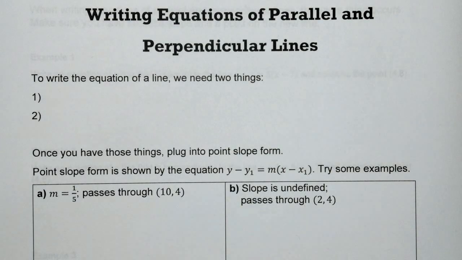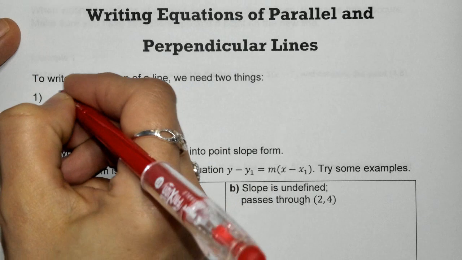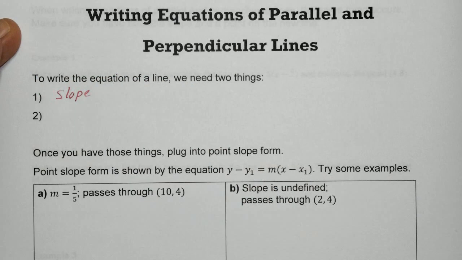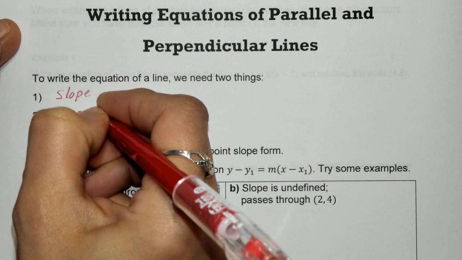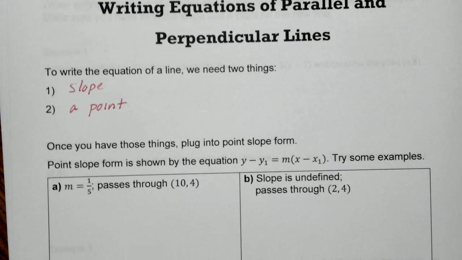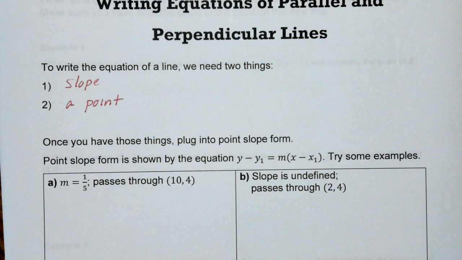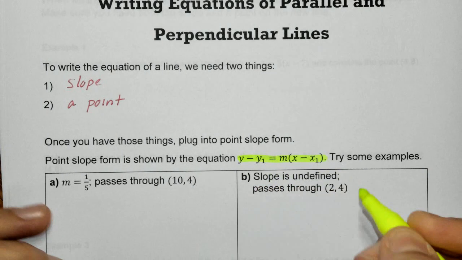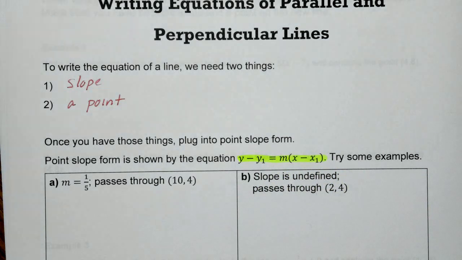Now, when we write the equation of lines that are either parallel or perpendicular, there are two things that we need to know. We need to know the slope, and we need to know a point. Okay, so we just have the slope and the point, and we can figure everything out. If we have those two things, we can just plug it into the point-slope form, which is this. And then we've got a good equation. Unless we have to graph it, we can leave it in this point-slope form.